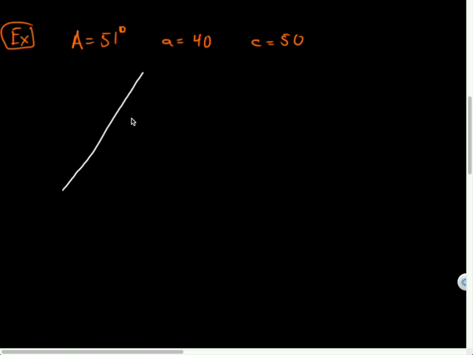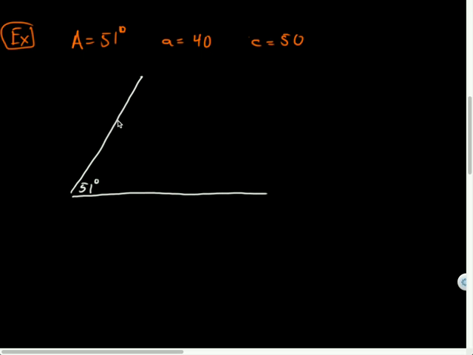So in this example, we're going to solve both possible cases of this triangle, because we might as well, since we're able to now. So let's say A is 51 degrees, little a is 40, and let's say little c is 50. So let me draw a large version of this picture. So here's my 51 degree angle. This sketch might not be to scale.